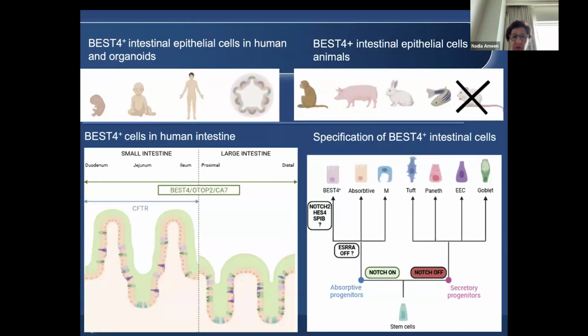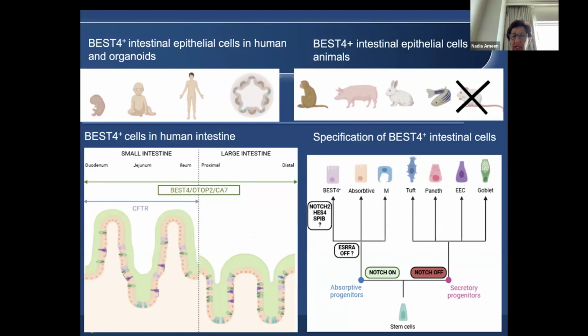Since that paper, there have been several studies using single-cell RNA-seq to identify these cells in the human intestine, but also in other species. Unlike our previous studies that showed that the Chi cells were absent in mice, similarly, BEST4 cells have been identified in a number of species, but not identified in mouse intestine. In the human intestine, BEST4 positive cells have been identified throughout the intestine, not just in the small intestine, but also in the colon.